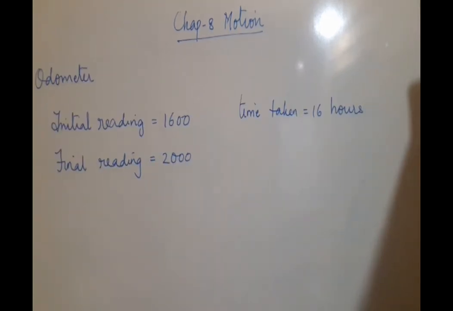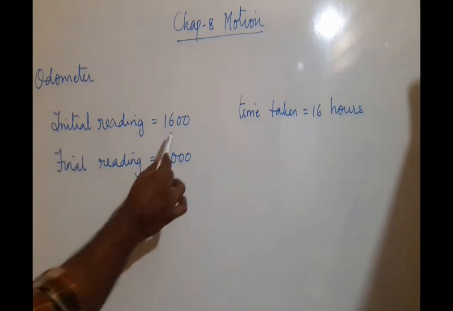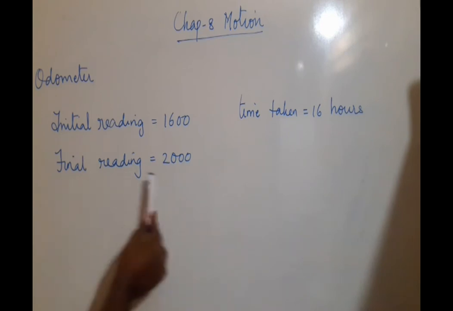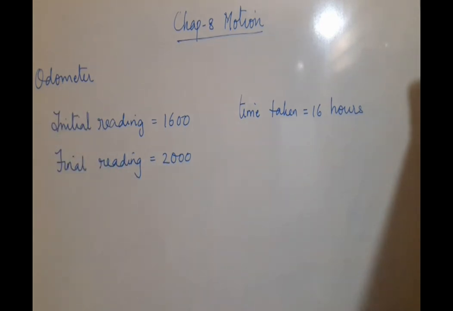A person is taking a journey on a bike. Now the bike has got an odometer. If you see in the head panel, there is an odometer where there are numbers shown. The numbers keep a track on the distance which the bike has covered. So let us say before starting the journey, the initial reading was 1600 on the bike. After the journey, the reading became 2000 on the odometer. So the initial reading of the odometer was 1600 and the final reading was 2000. And the time taken for the journey was 16 hours.